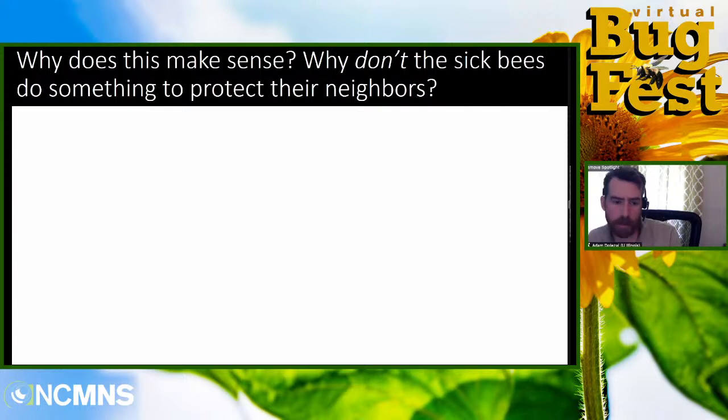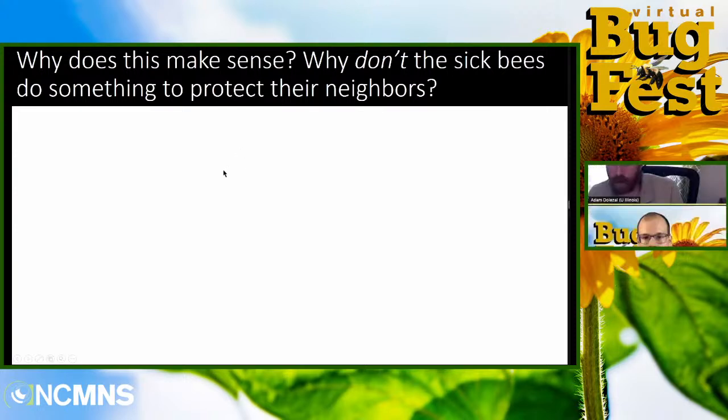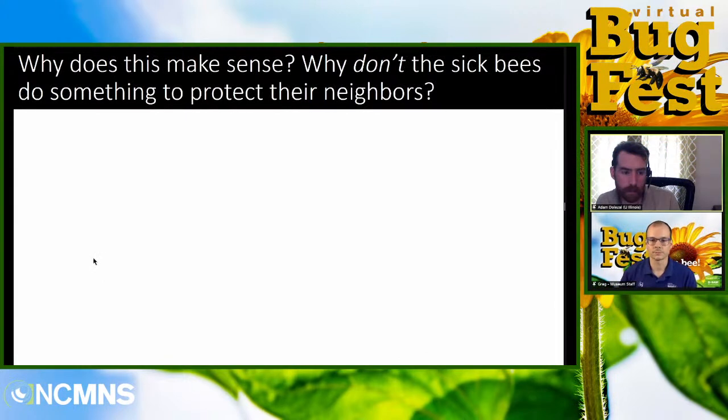Any other ideas in the chat? Why don't the sick bees protect their neighbors? Why don't they just go off and die or stop foraging? Or why don't the colonies attack them more? This is a tough one. The chat's pretty quiet on this.